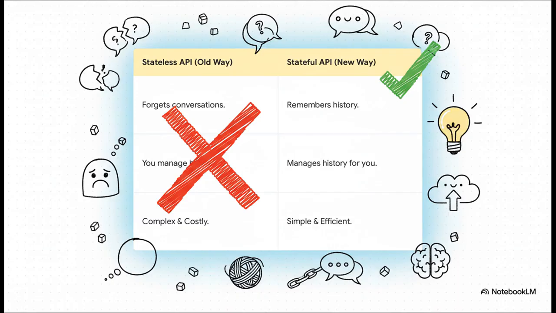Okay, so this slide really breaks it down. On one side, you've got the old way, the stateless way. That's where you have to do all the heavy lifting. You've got to manage the conversation history, send it back and forth every single time. It's messy, it's expensive, and honestly, it's just a pain. But on the other side, we have the stateful approach of the Assistants API. It just remembers. All that memory management happens on the back end for you.